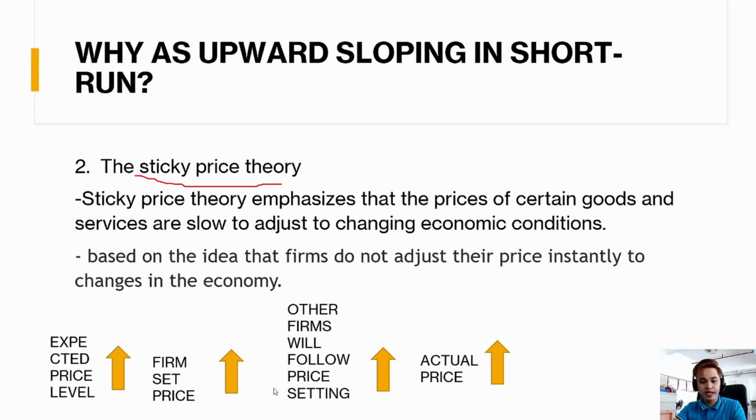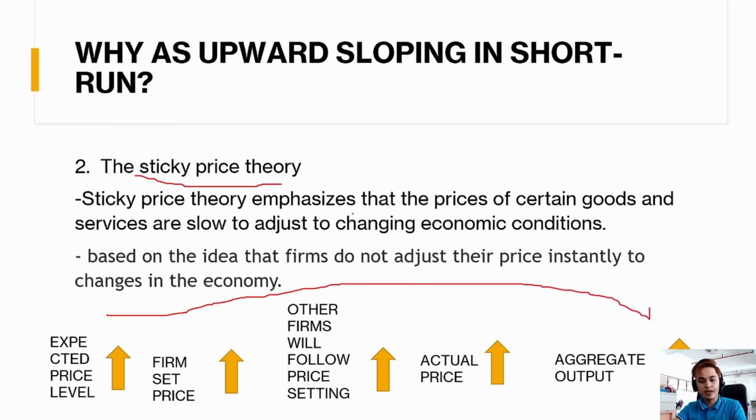Now, pag increase sa price, the firms as a price taker and as a profit maximizer, the firms will produce more output. So this is why there's a really positive relationship between the price level and the aggregate output in the sticky price theory. So as the expected increase in price level will also increase the aggregate output due to these reasons.